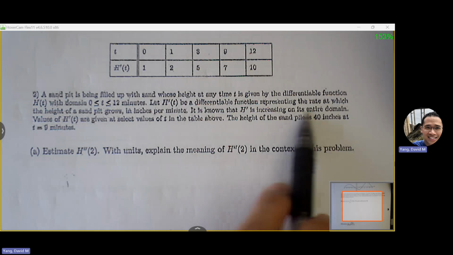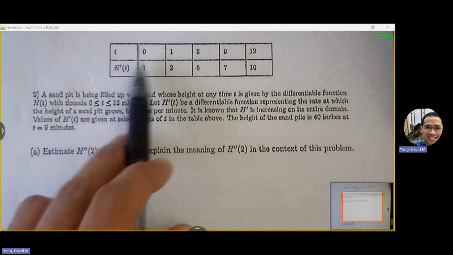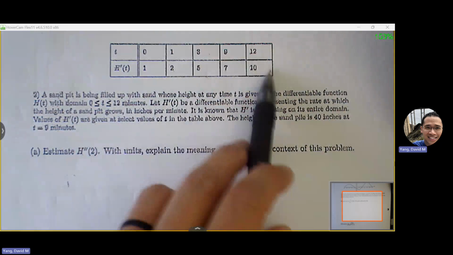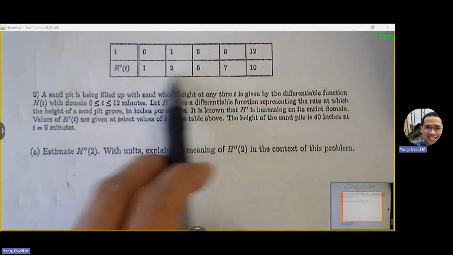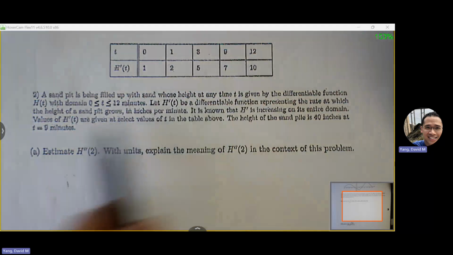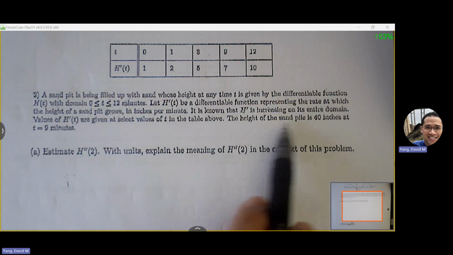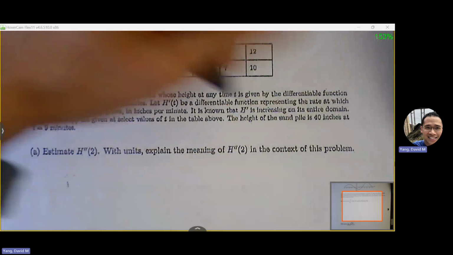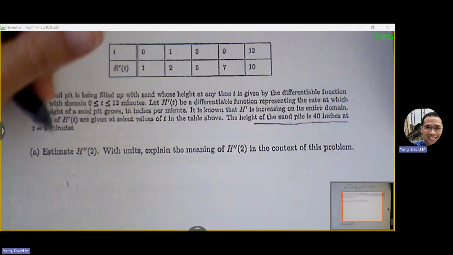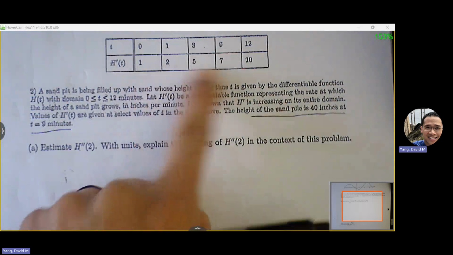It is known that H prime is increasing on its entire domain. So H prime is always going to be increasing, even though we don't see what's between each of these times. Values of H prime are given. The height of the sand pile is 40 inches at 9 minutes. So they gave us an anchor point, but these are all rates.